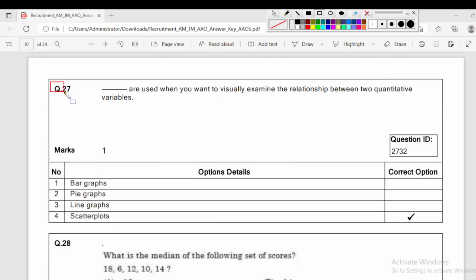Question number 27. Blank are used when we want to visually examine the relationships between two quantitative variables. Option 1 bar graph, option 2 pie graphs, option 3 line graphs, option 4 scatter plots. Option 4 is correct. Scatter plots.